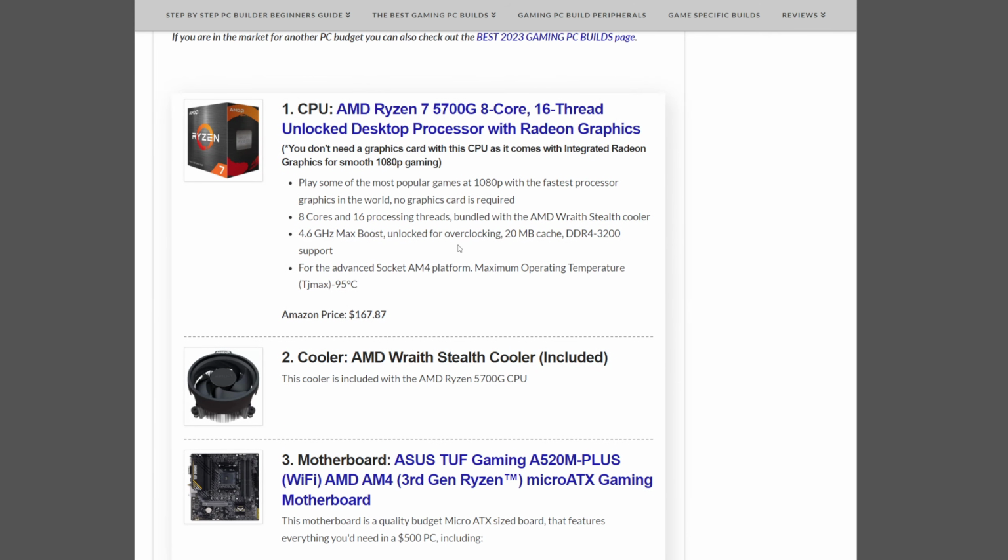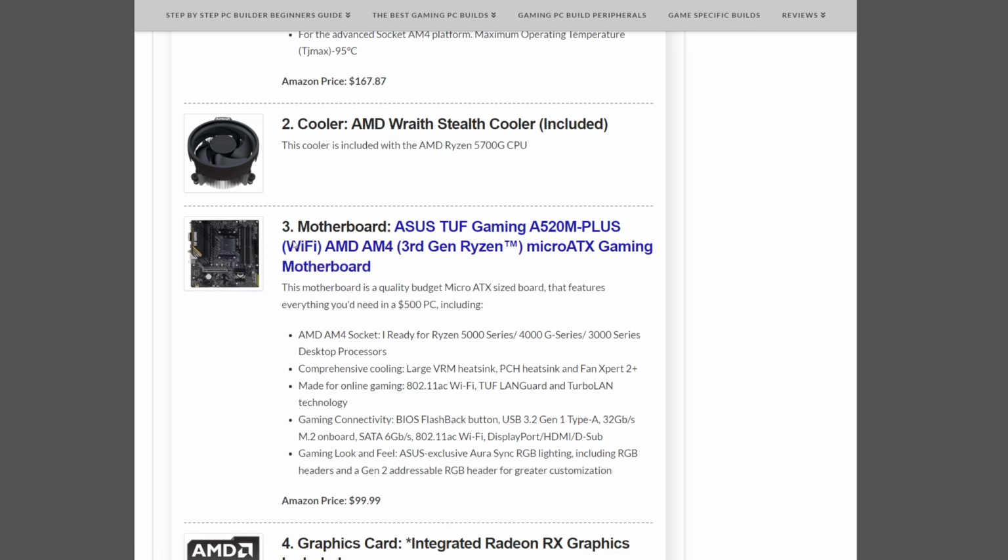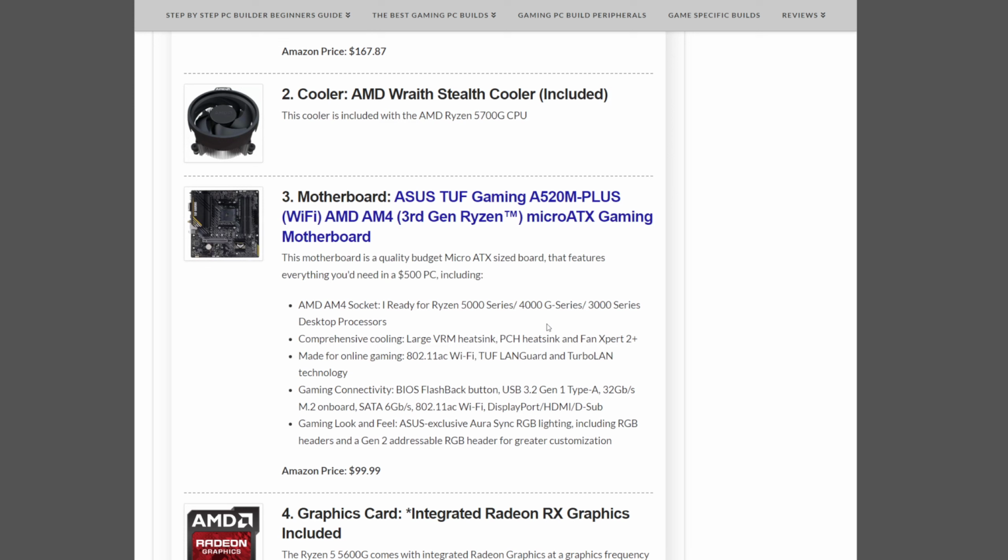The CPU we have here is the AMD Ryzen 7 5700G. This one comes in at $167.87, and like I said, includes integrated graphics. That's the integrated Radeon graphics that are included for, quote unquote, smooth 1080p gaming, but again, scaled back a little bit. For the cooler, we're using the stock cooler, so there's no additional cost for that. The cooler that comes with it is the AMD Wraith Stealth cooler, which is what we're recommending for this build.